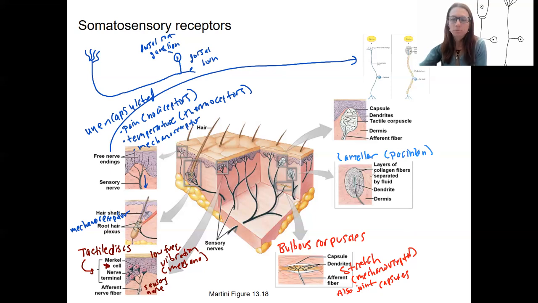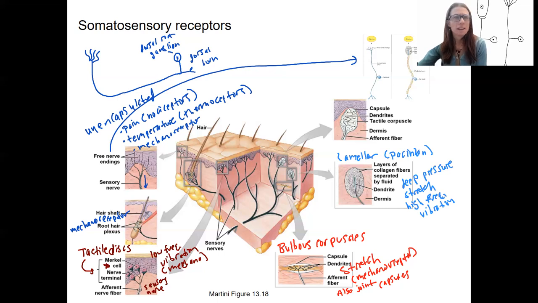temperature, pain, etc. Layers of collagen fibers, so specialized structure that allows these to respond to deep pressure, right, as opposed to some of the other less deep pressure receptors. And some stretch and high frequency vibration. And this is because of those layers of collagen fibers separated by fluid. Okay.